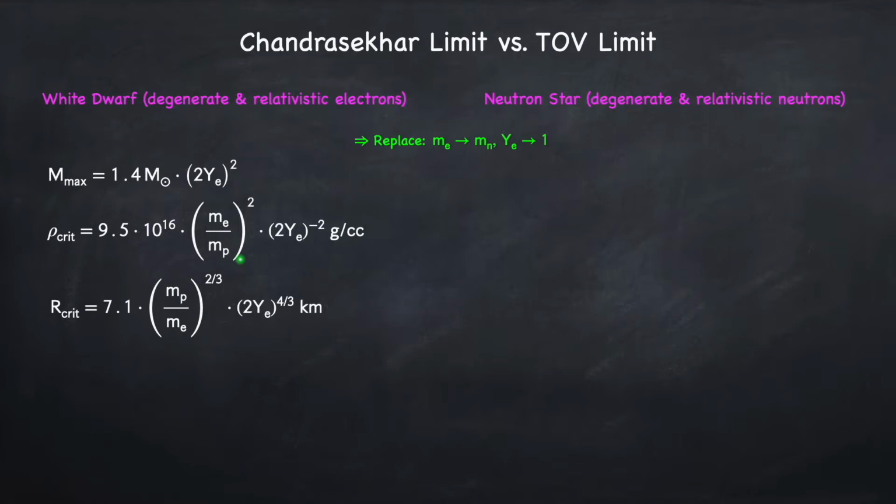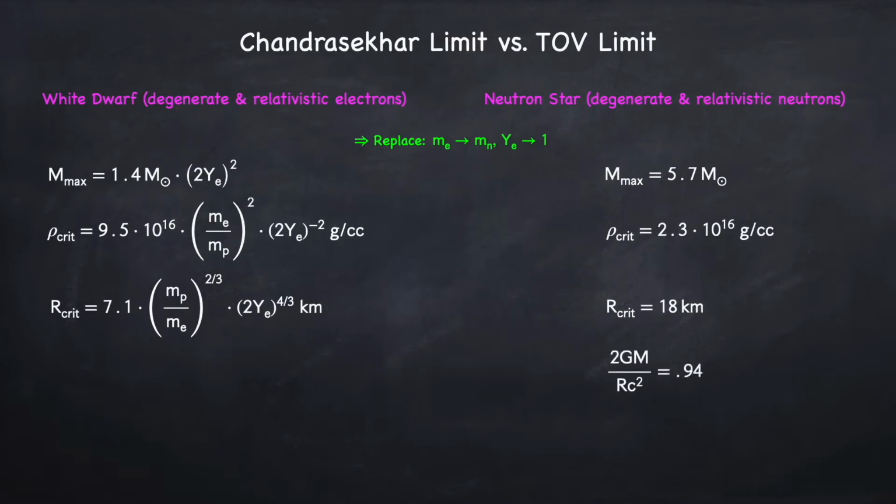And all of the baryons are neutrons. So the number of neutrons per neutron is 1. Plugging in the numbers, we get that the maximum mass is almost 6 solar masses. The critical density is about 10^16 grams per cubic centimeter, and the critical radius is about 18 kilometers. Now, if we plug into the metric deviation, we get a number that's a little less than 1.